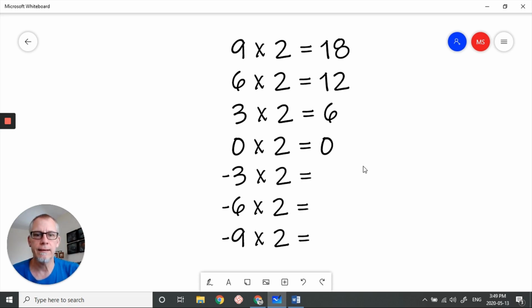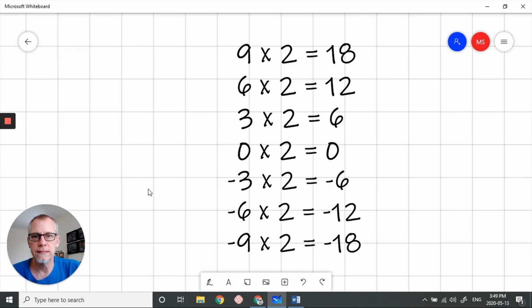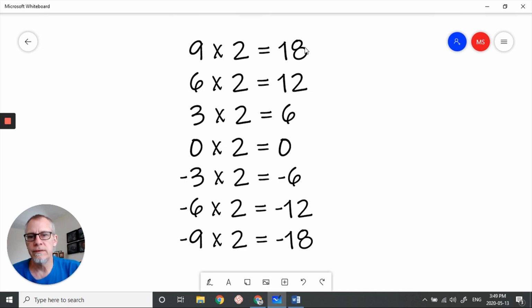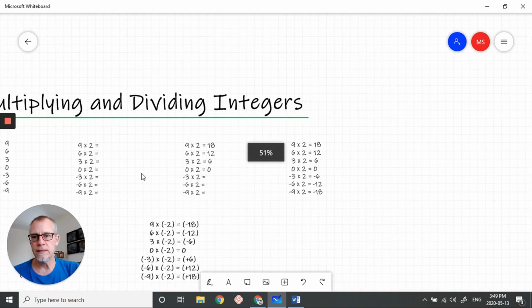Okay, welcome back. Hopefully you were able to follow the sequence and come up with something that looks like this. Here we see that we're dropping down by 6 each time, and if we just continue to do that, then negative 3 times 2 must result in negative 6 if we're going to follow the sequence, negative 6 times 2 is negative 12, etc. We can see now that if we have one negative number being multiplied by one positive number, our result will be negative.